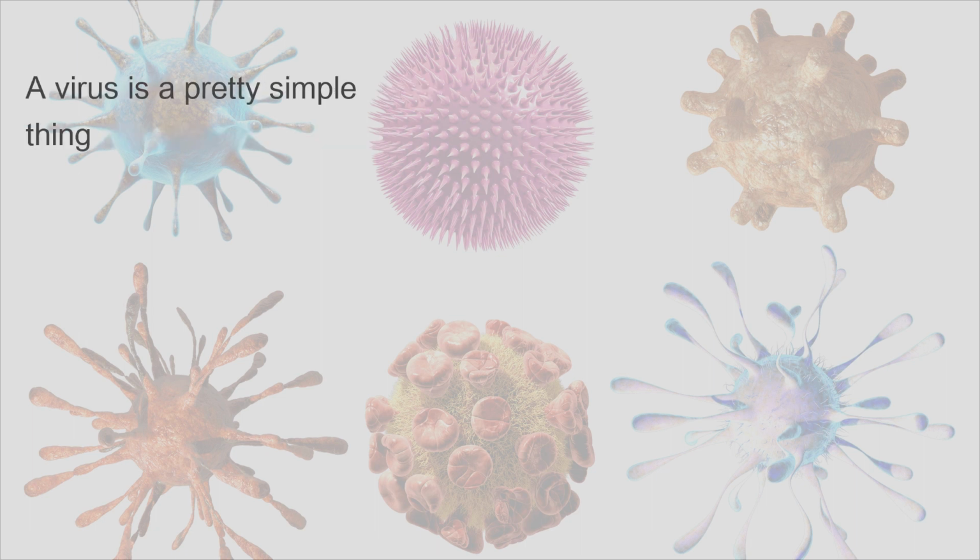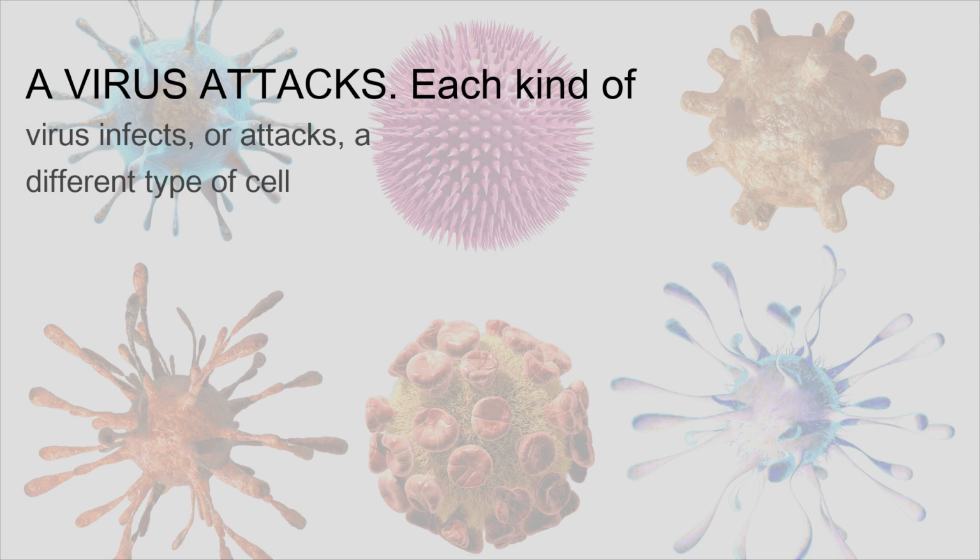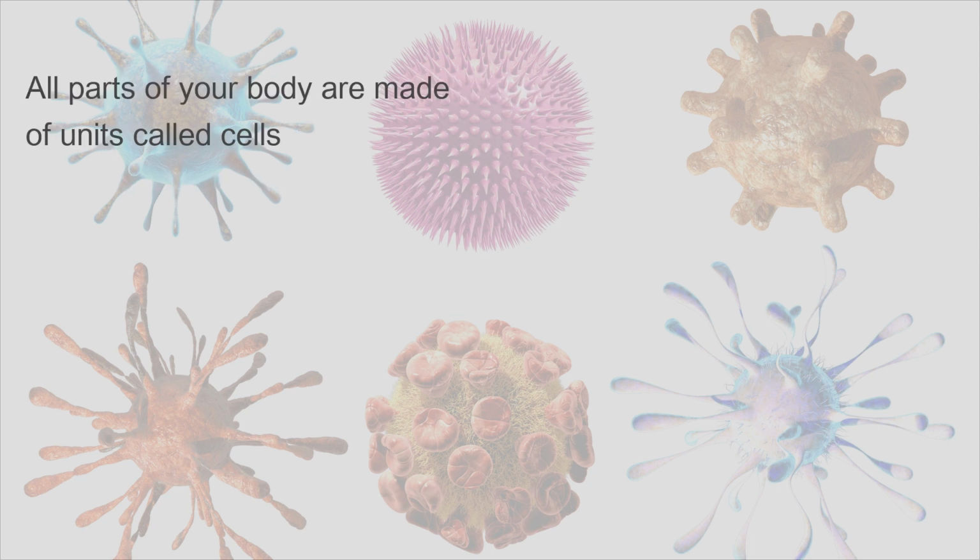A virus is a pretty simple thing. It has two basic parts. It has an outer part, called a protein coat. Inside the coat, it has genes. Genes are tiny structures that tell plants and animals how to grow and what shape to be. A virus attacks. Each kind of virus infects, or attacks, a different type of cell. All parts of your body are made of units called cells.